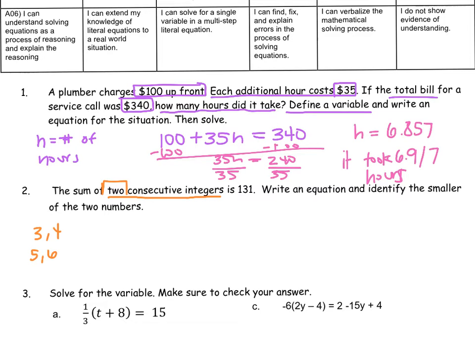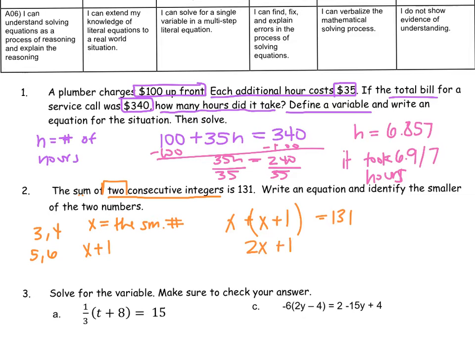So if I know this, I know my variable is going to be x, which is the small number. And then my other number would have to be x plus 1. That's going to be my next integer. X plus 1. 3 plus 1 is 4. So the sum of them, x plus x plus 1, so integer 1 plus integer 2 is 131.